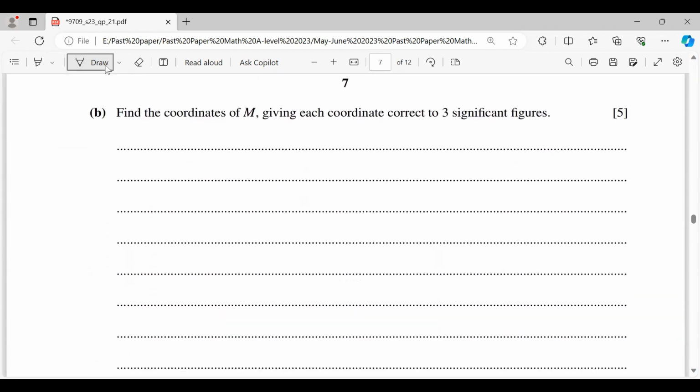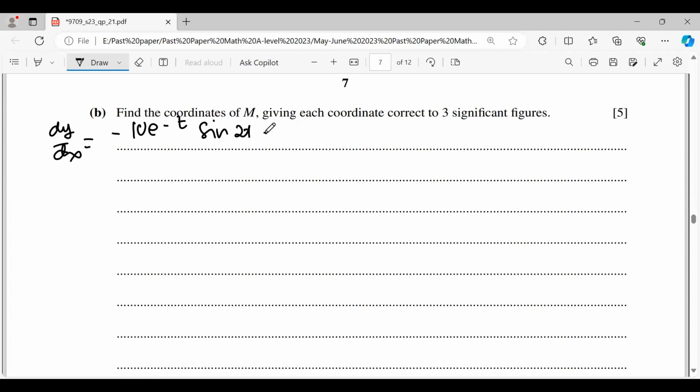I'm going to continue here. Find the coordinates of M, giving its coordinates correct to 3 significant figures. I'm going to write down the derivative first: dy/dx equals negative 10 e^(-t) sin 2t minus 5 e^(-t) cos 2t over 8e^(2t).